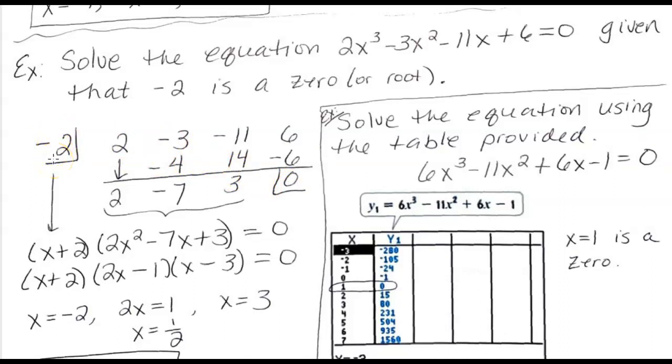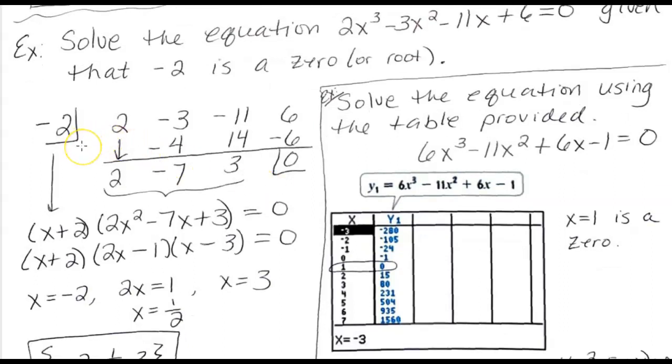Negative 2 would go out here because they're giving us that that's a root. Coefficients of my polynomial would line up here. 2, negative 3, negative 11, and 6. Do the synthetic division. Drop down the 2. Multiply is negative 4. Add is negative 7. Multiply positive 14. Add is 3. Multiply is negative 6. Add is 0. This should not be a surprise if it says given negative 2 is a root. If you don't get a remainder of 0, then you did something wrong, if that's what it says.